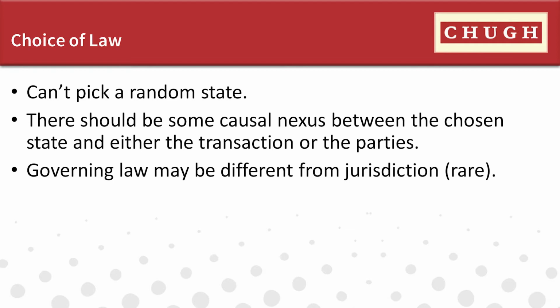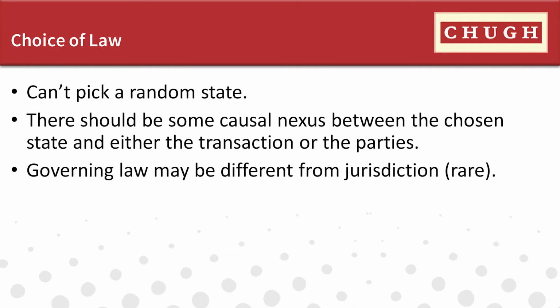So I can pick Nevada, I can pick California, and I can pick Texas. But I can't pick Utah, right? Because there's no reason why Utah law should apply here. Now, if I have a headquarters in Utah, for example, or if I have a significant presence there, and there's something about the relationship with Utah that governs, then I may be able to pick Utah.